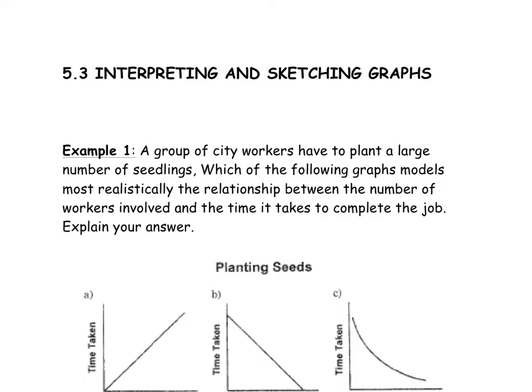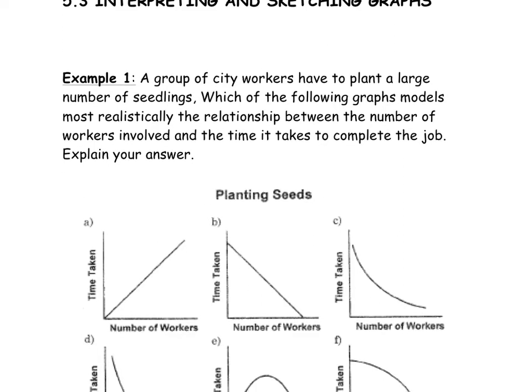Alright, example 1. We're going to describe a situation and figure out which graph represents it. A group of city workers have to plant a large number of seedlings. Which of the following graphs model realistically the relationship between the number of workers involved and the time it takes to complete the job? First, let's make sure we understand the situation.